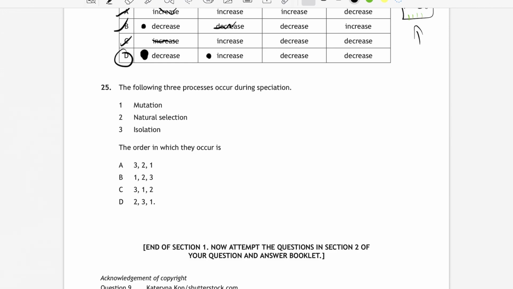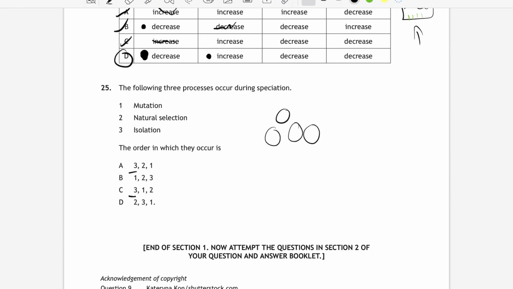So would it start with isolation? Yes, it actually would. So you imagine you've got a bunch of organisms here, and suddenly a mountain appears. Okay, so these 2 are going to go live over here, and these 2 are going to go live over here. And so the first step is isolation. Okay, the next step is going to be natural selection. So we can already see our answer is going to be A here.